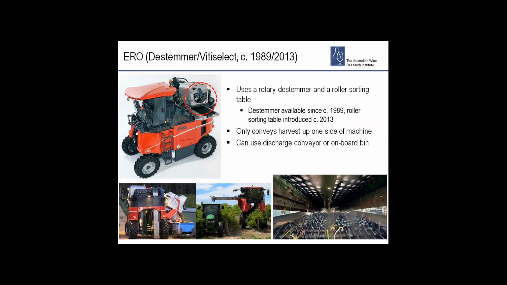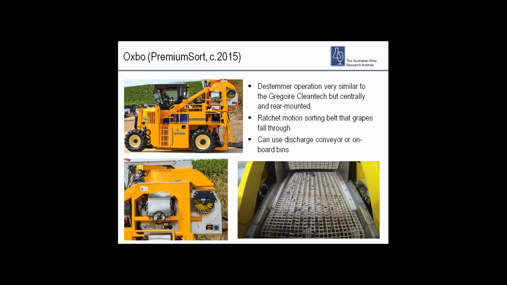ERO, a smaller German harvester producer, offer a system that can work with a discharge conveyor. They employ really a traditional winery style rotary destemmer with a roller sorting table underneath it. Compatibility with a discharge conveyor was perhaps a little easier for them to achieve than for the other manufacturers, because their harvester only conveys the picked grapes at one side of the machine rather than both sides, so they probably have a bit more room to play with.